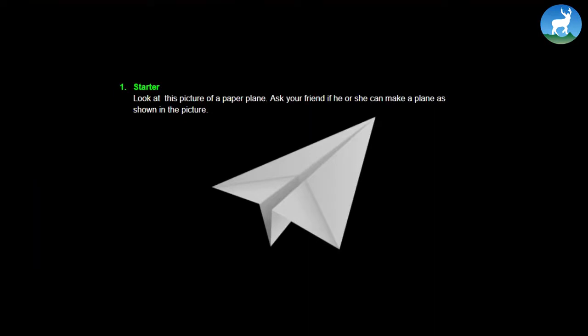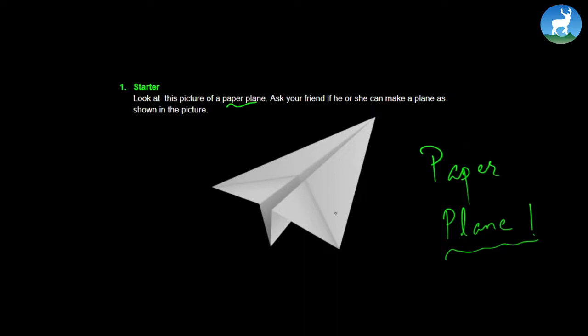Now have a closer look at this picture. Have you made anything similar to this? I'm sure by looking at the picture you've all figured out what this picture is all about. Isn't this a paper plane? So this is a paper plane, right? And look at this picture of a paper plane. Ask a friend if he or she can make a plane as shown in the picture.